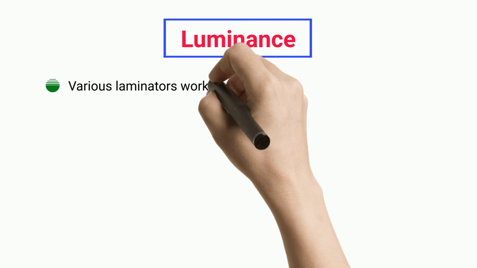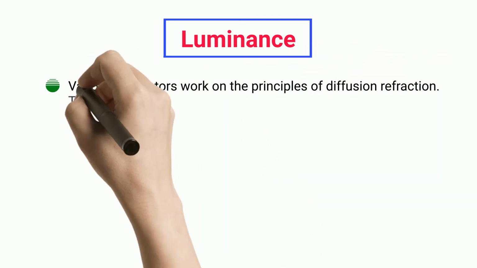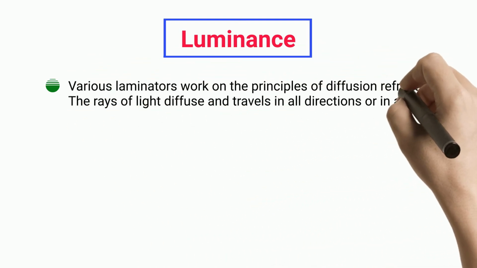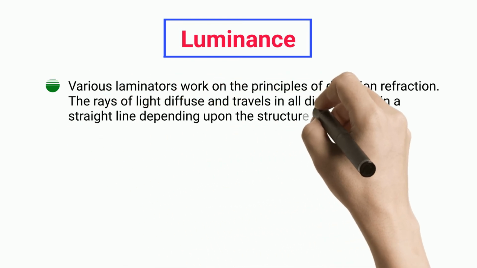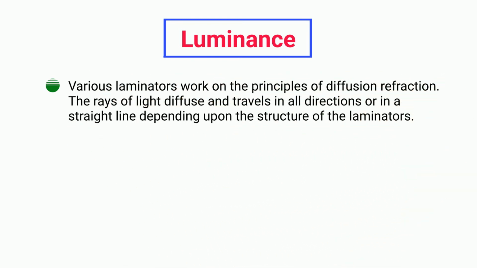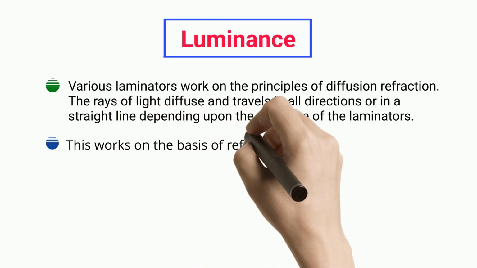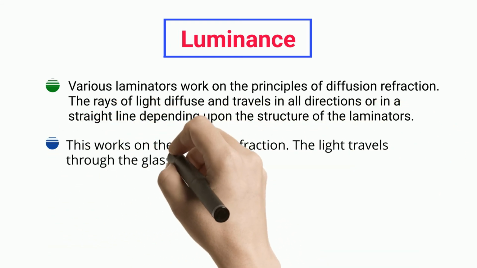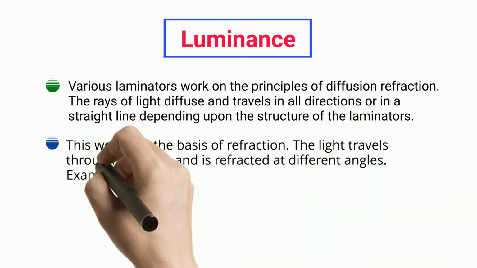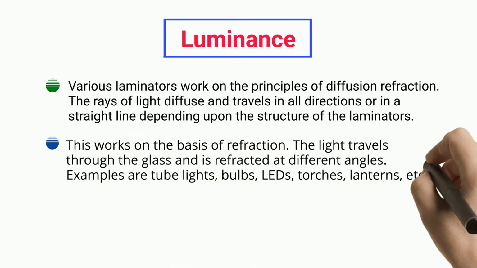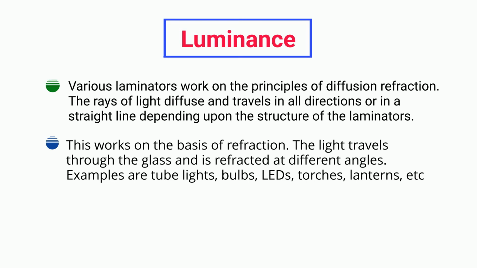Luminance. Various luminaires work on the principles of diffusion and refraction. The rays of light diffuse and travel in all directions or in a straight line depending upon the structure of the luminaires. This works on the basis of refraction. The light travels through the glass and is refracted at different angles. Examples are tube lights, bulbs, LEDs, torches, lanterns, etc.